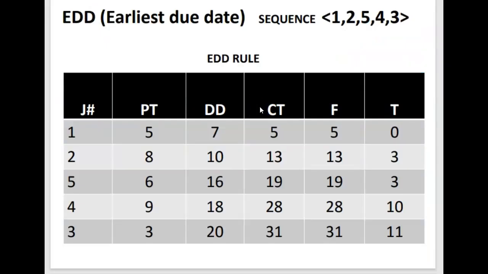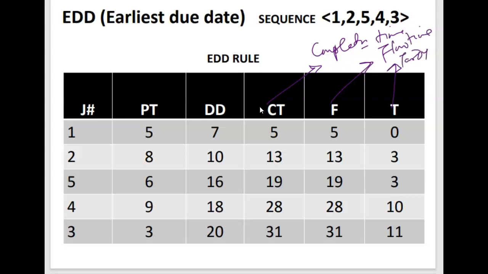All right, we are still following that order. Now, this PT means the processing time, while DD means the due date. This is the completion time, while F means the flow time. Then T means tardy or tardiness, the tardy jobs.